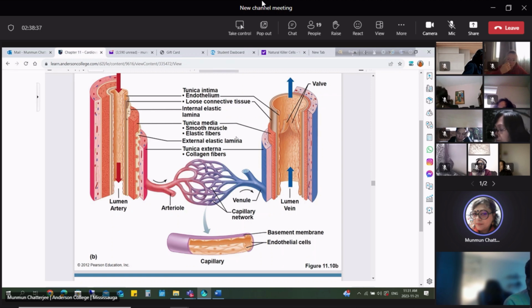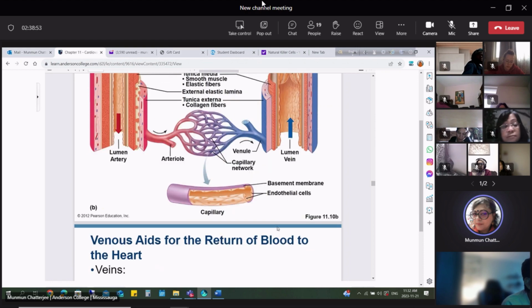Once it passes the valve, the door is closed. The door is closed. It cannot come back to the original place. So from there, it has to be sent ultimately to the inferior or superior vena cava, and from there to the right atrium.